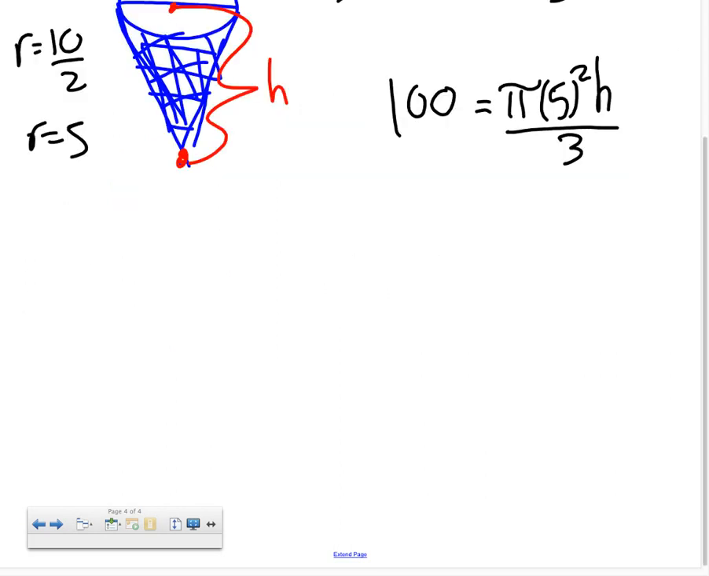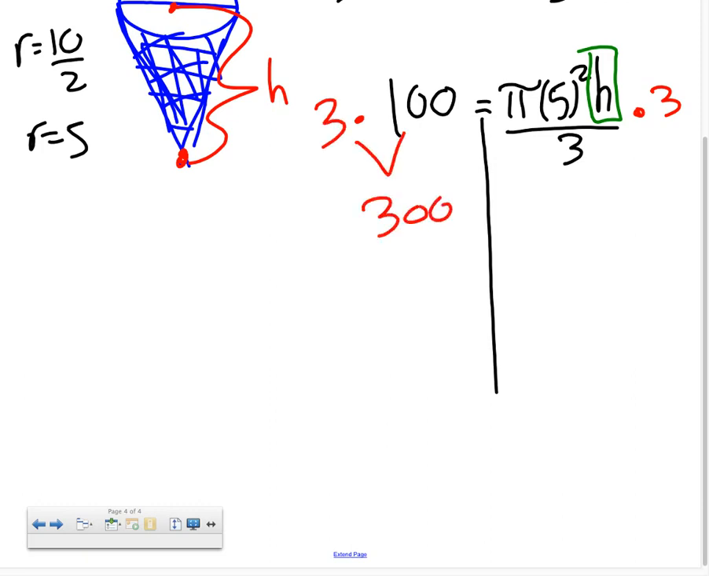Give myself some space here. And I'm going to solve for h. So the first thing I would do is get rid of that divide by 3. Remember, my goal is to get h by itself. So I want to get this variable alone. So I want to move everything that's not in that box to the other side. I want to move everything away from the h. I want to isolate the h. So I'm going to start by multiplying by 3 and by multiplying by 3. This right here would give me 300. This 3 and this 3 would both cancel out. So I'm left with pi times 5 squared times h.